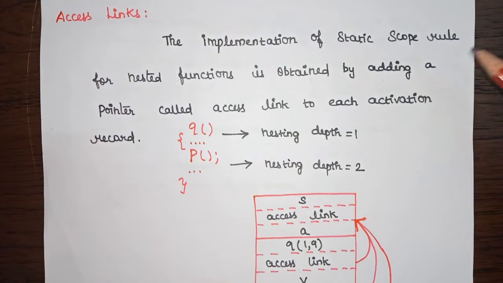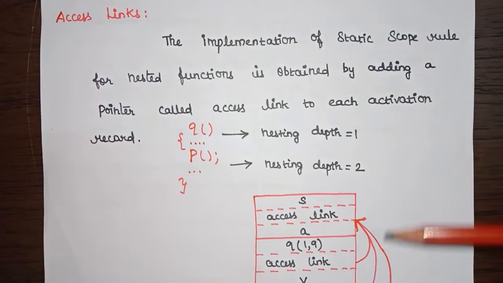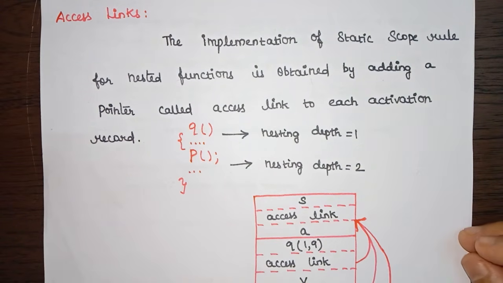Now we'll discuss the access link. Previously we discussed the issues with nested procedures. Whenever we are using nested procedures, it is not simple to access the variables used in those procedures. For that problem we have a solution, and that solution is the usage of access links. Here we are going to see what an access link is and how we can access the variables of nested procedures without any problem.